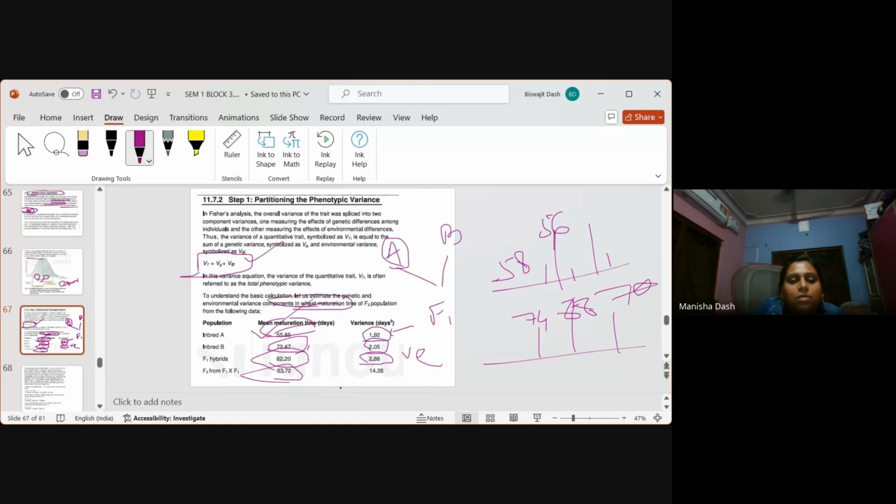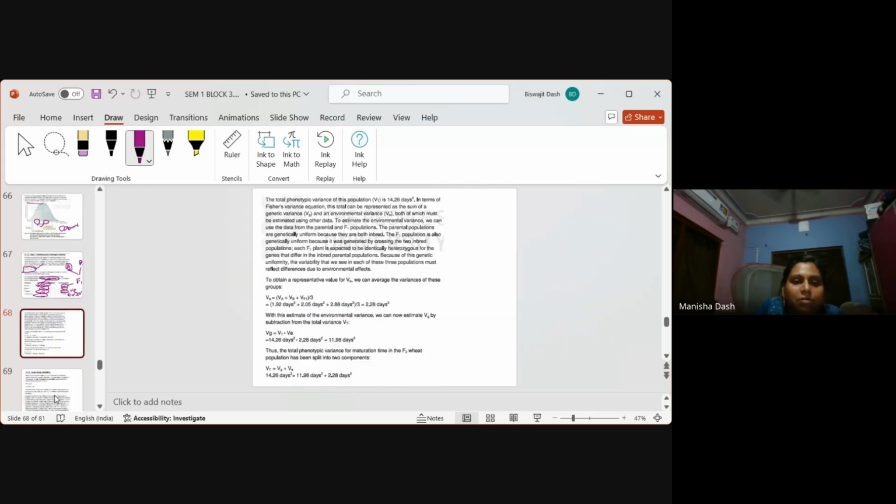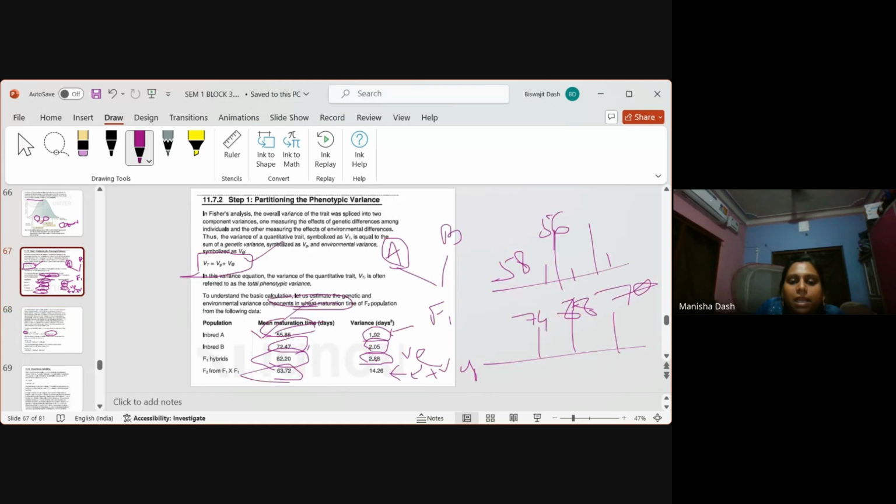Now in the F2, since there will be different combinations of genotype, the variance is a combination of both environment as well as genotype. You can visualize here how they have calculated it. The total variance is actually the average variance. If we take the average environmental variance by considering the first three generations, it is about 2.28 days. Simply you can add these: 1.92 plus 2.05 plus 2.88. Together they constitute the environmental variance.